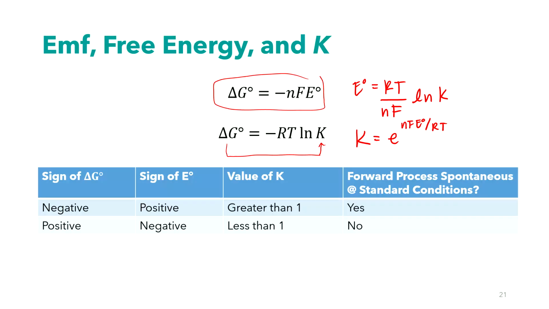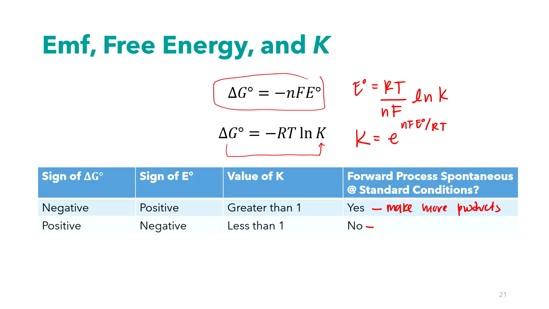If our standard delta G is negative, that must mean that E is positive, which means that we have a K value greater than 1, which means that we favor products at equilibrium. And so the forward process is spontaneous at standard conditions. Okay? So remember, this means that we make more products.